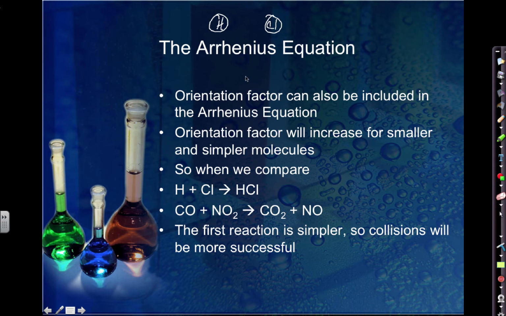But if I have a molecule like NO2, well, it has to be oriented in a certain way. So maybe it has to be oriented like this when it collides with the CO molecule. So maybe it has to be like this. So if it collides with the CO molecule and it's oriented like this, it won't happen. So the simpler the molecule, the faster the reaction.